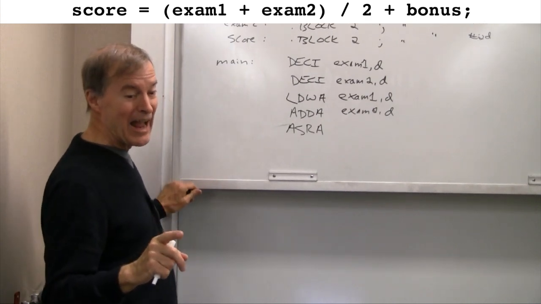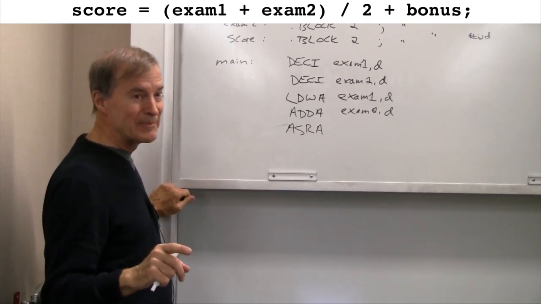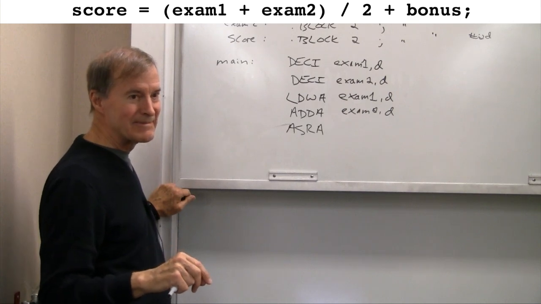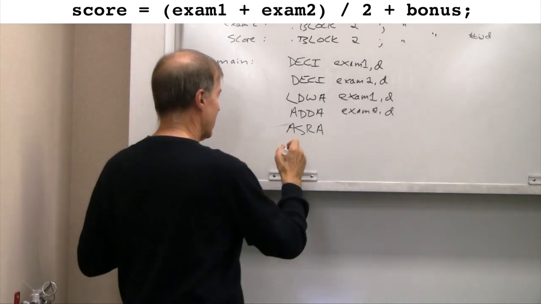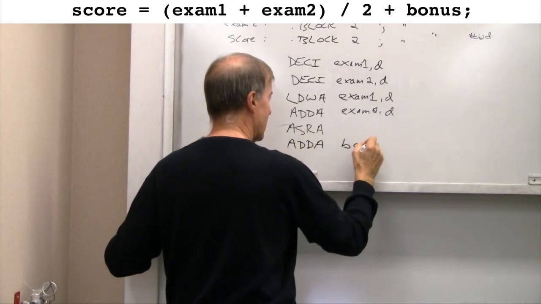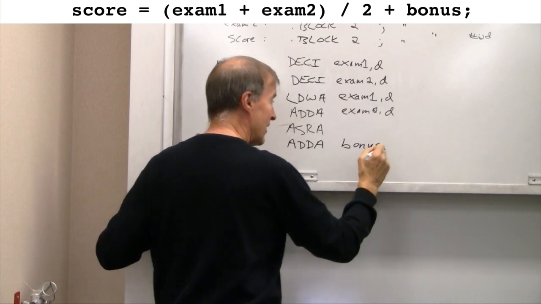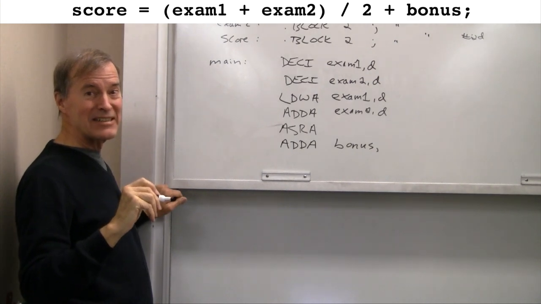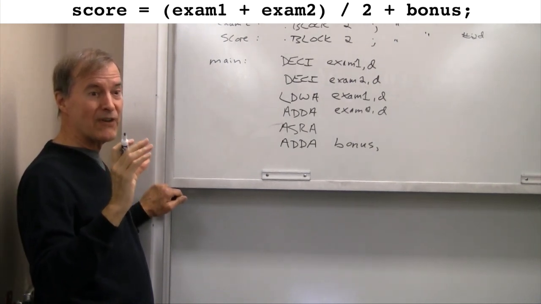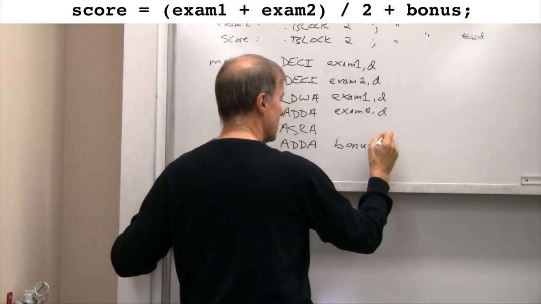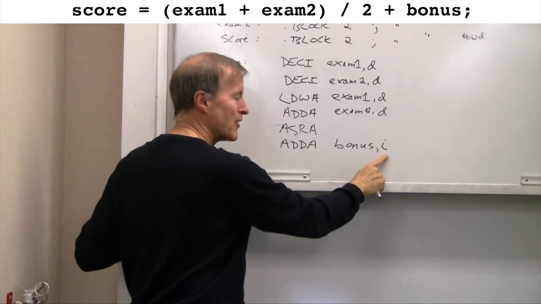Now, how do we add this bonus? Is bonus a variable, yes or no? No. It is not, it's a constant. So it's not stored at a fixed location in memory. So how do we add bonus? Add accumulator, bonus, but wait a minute, bonus, comma, immediate? Yes! So everybody see? It's immediate because bonus has the value 10. That is its constant value. Bonus, immediate.